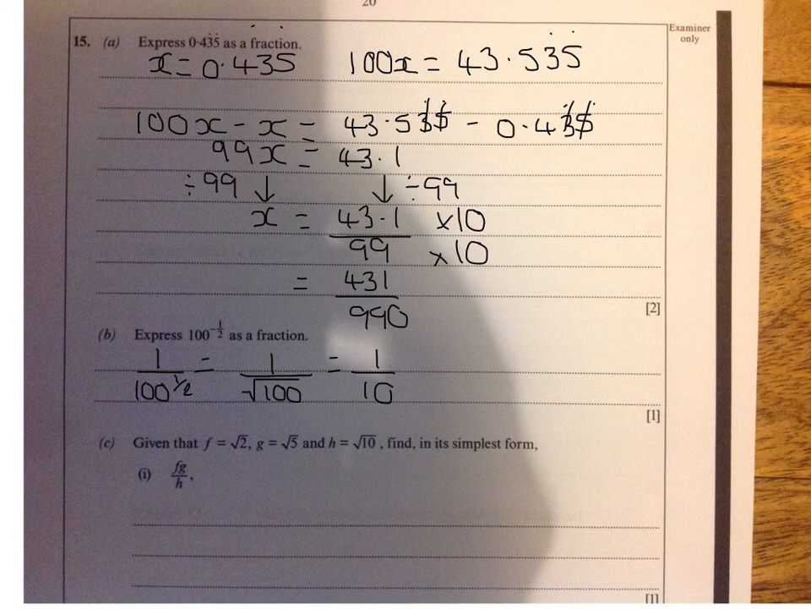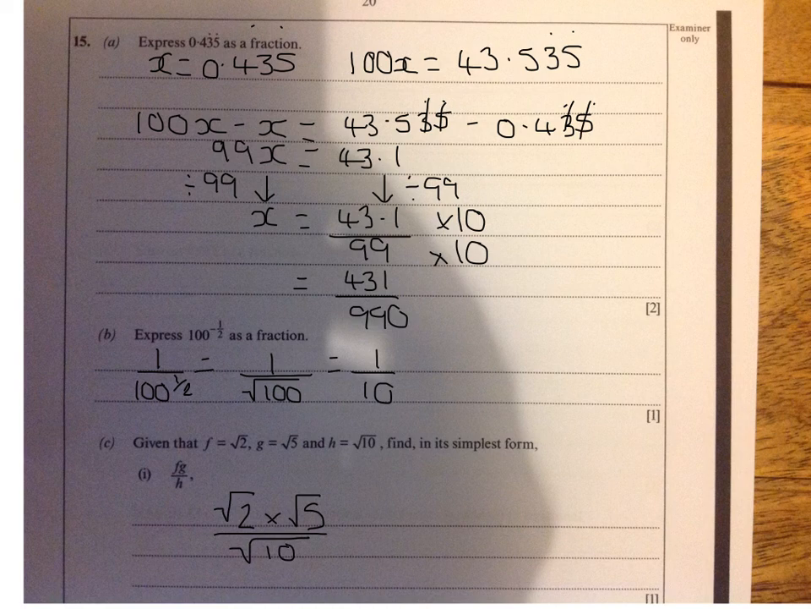And looking at the last part here, given that f equals the square root of 2, g equals the square root of 5, and h equals the square root of 10, find in its simplest form fg over h. So these questions now are going to test both our substitution and also our manipulation of surds. So fg, well, f is the square root of 2, so I have the square root of 2 times g, which is the square root of 5, over the square root of h, which is the square root of 10.